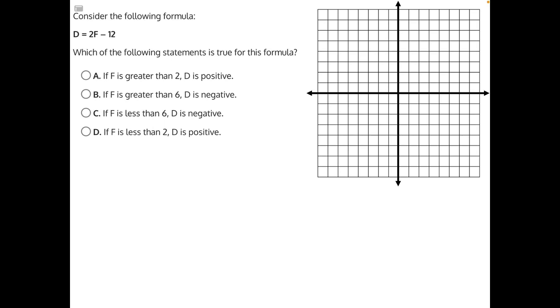Consider the following formula. Which of the following statements is true for this formula? To solve this question, we're going to need to graph our function. And to do that, we'll have to label our axes. But how do we do that? Because we're not in terms of x and y.